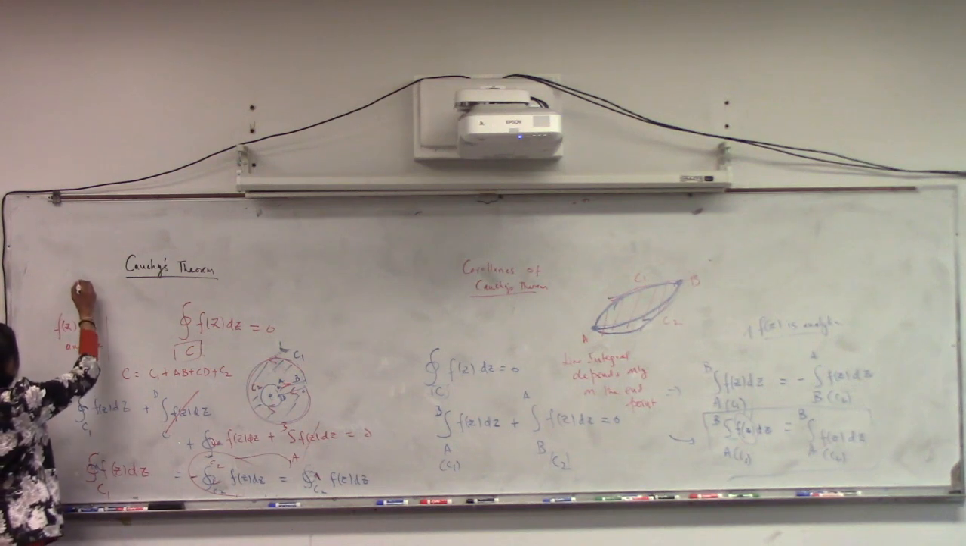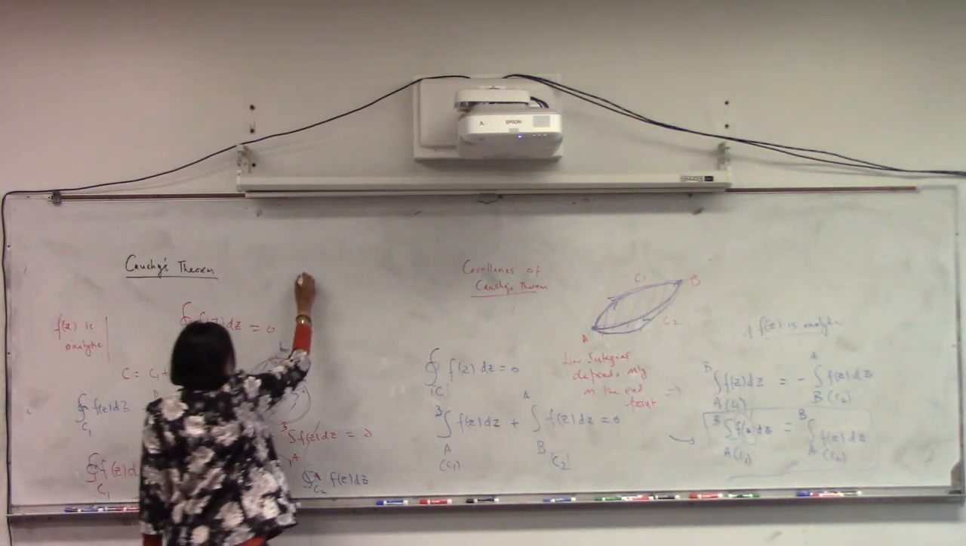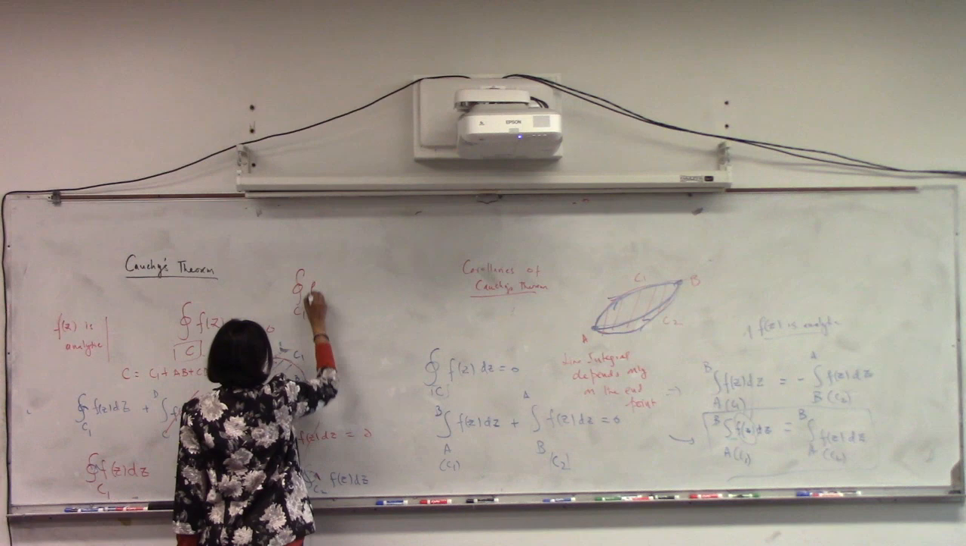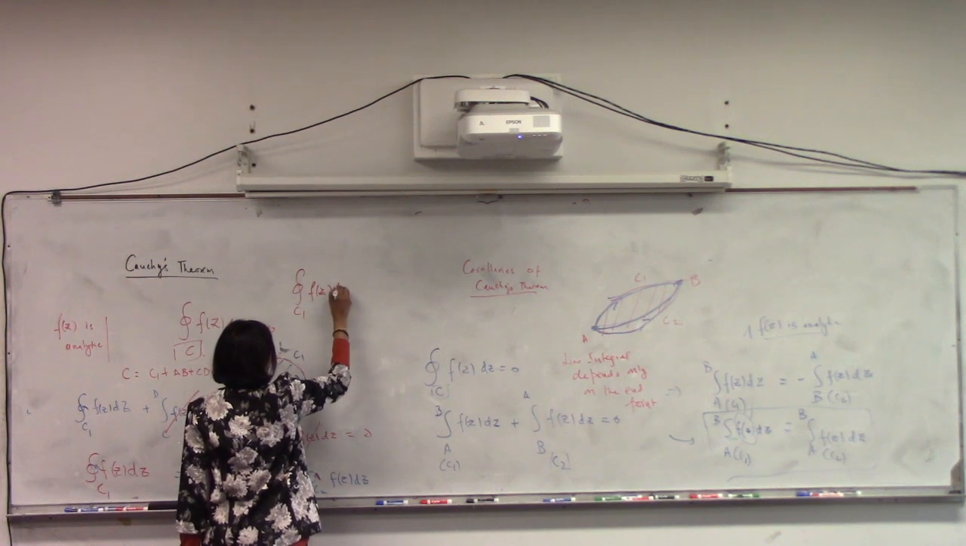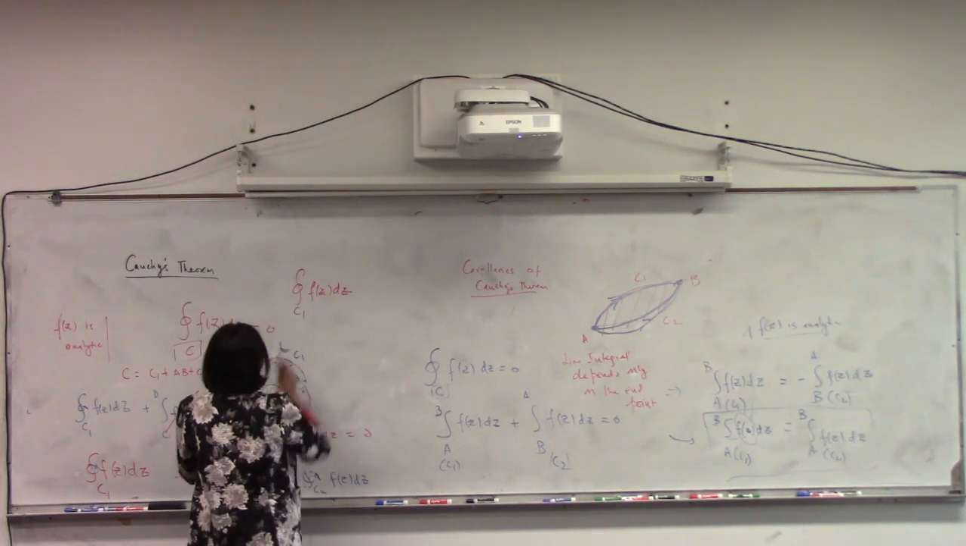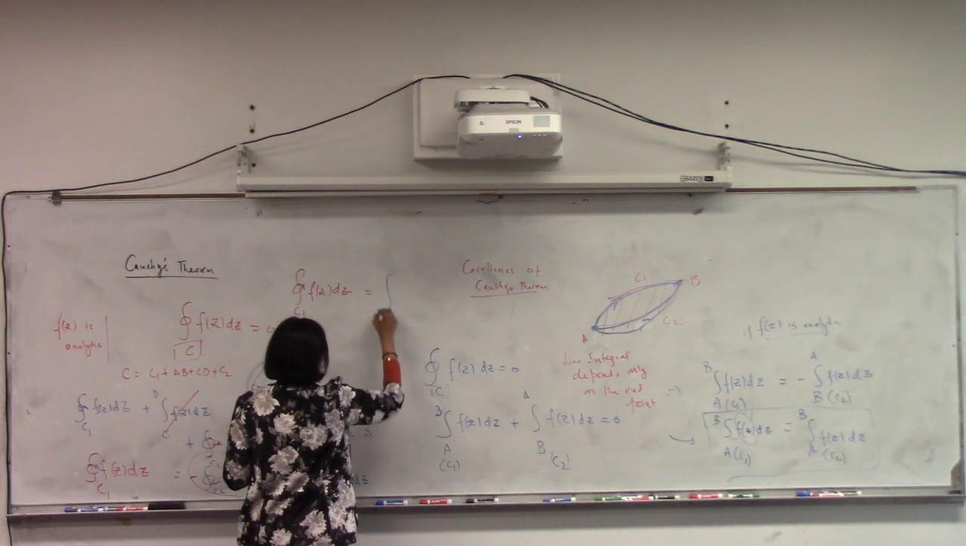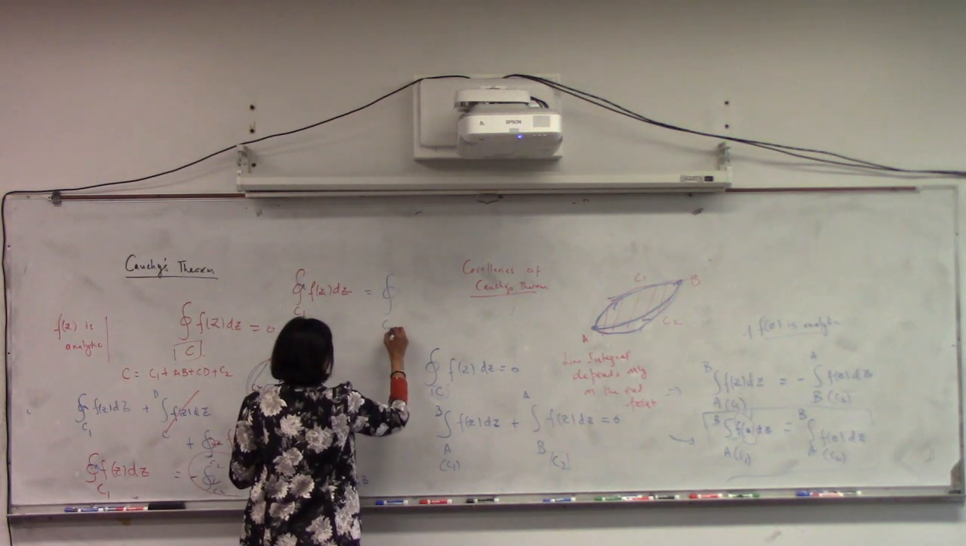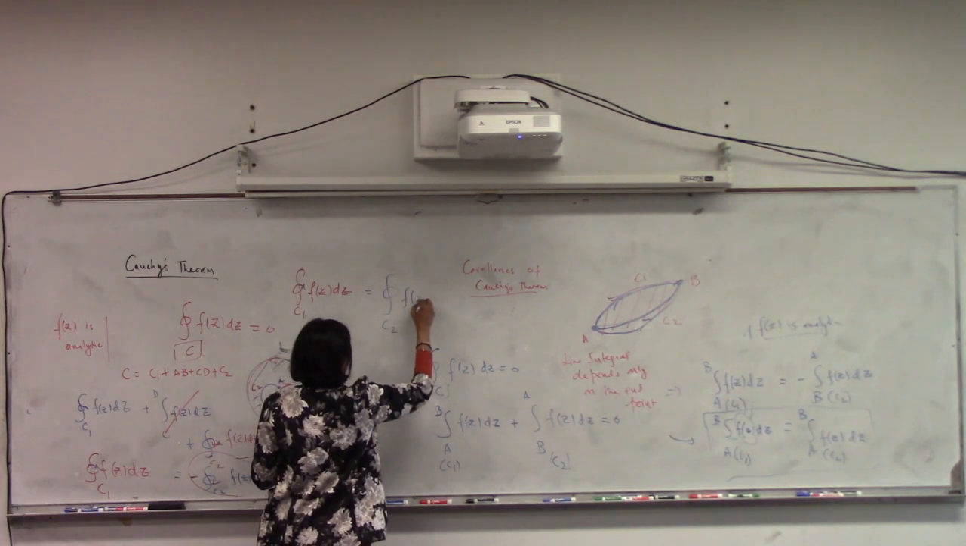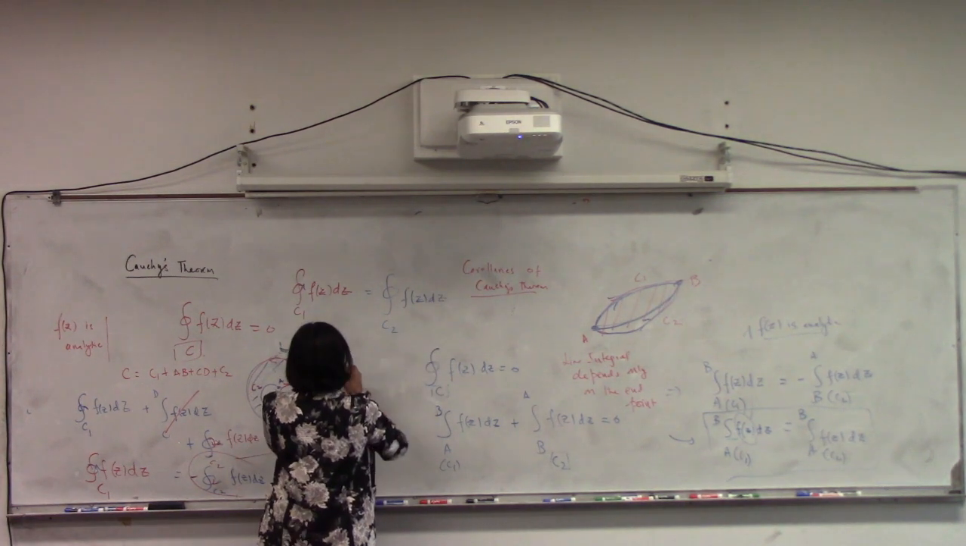So what I have is, this theorem, or corollary, says that if you traverse in the same direction, they all have to be traversed in the same direction, the value of those integrals is exactly the same.